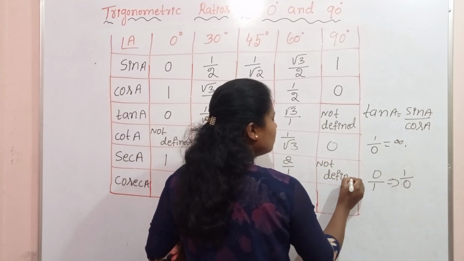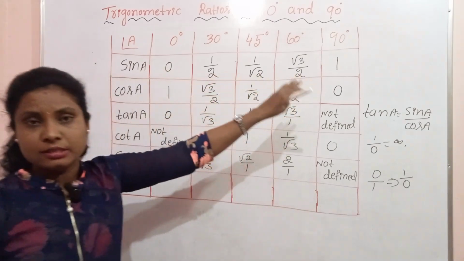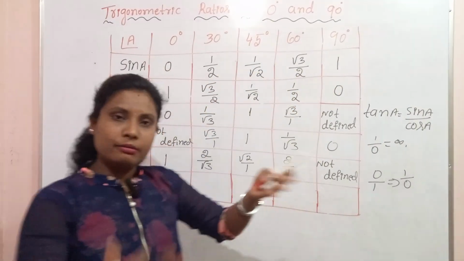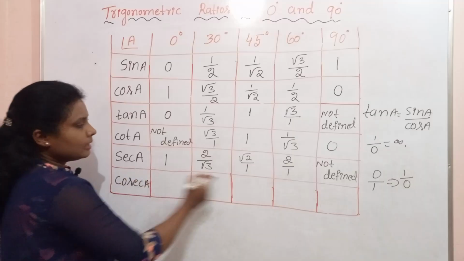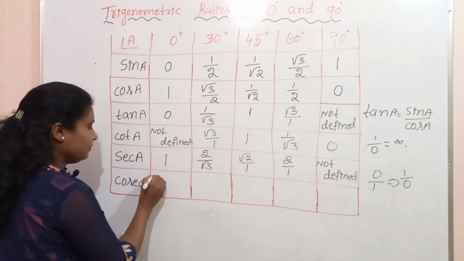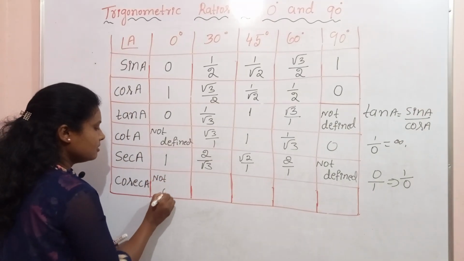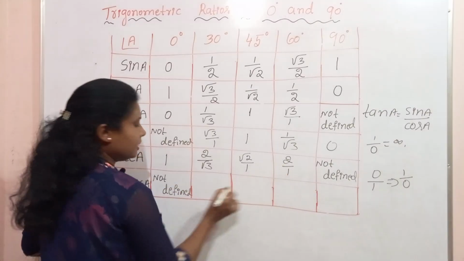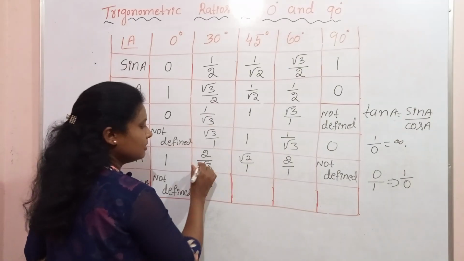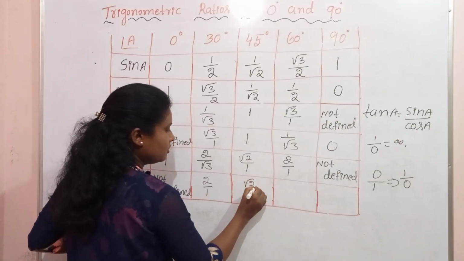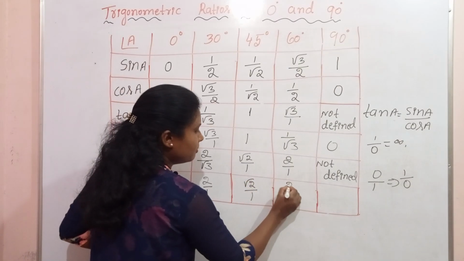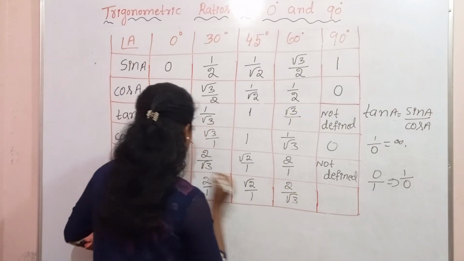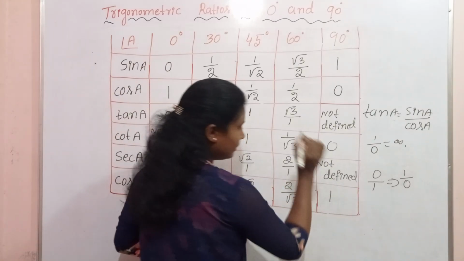So if you remember only one line, the sin A values, you are able to write all things. Then this reverse you will write now. Not defined. So it is 2 by 1. Next it is root 2 by 1. 2 by root 3. Then 1.